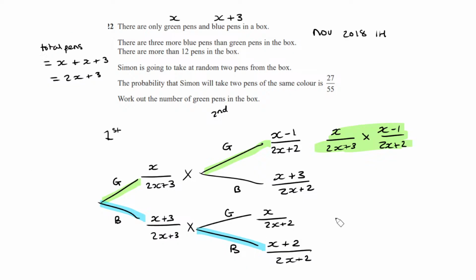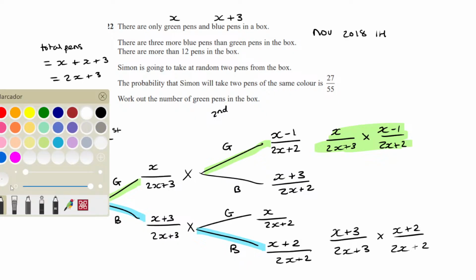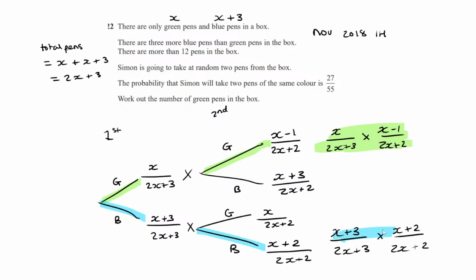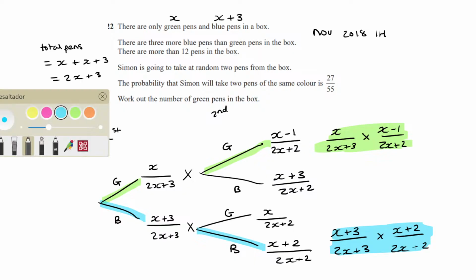Now, same thing for the blue. If I want the probability of getting both blue, I would multiply them. So that'd be x plus 3 over 2x plus 3 multiplied by x plus 2 over 2x plus 2. So that's blue. And then when you've got a tree and multiple possibilities, here it's either he's going to get both green or both blue. You then add them, don't you?